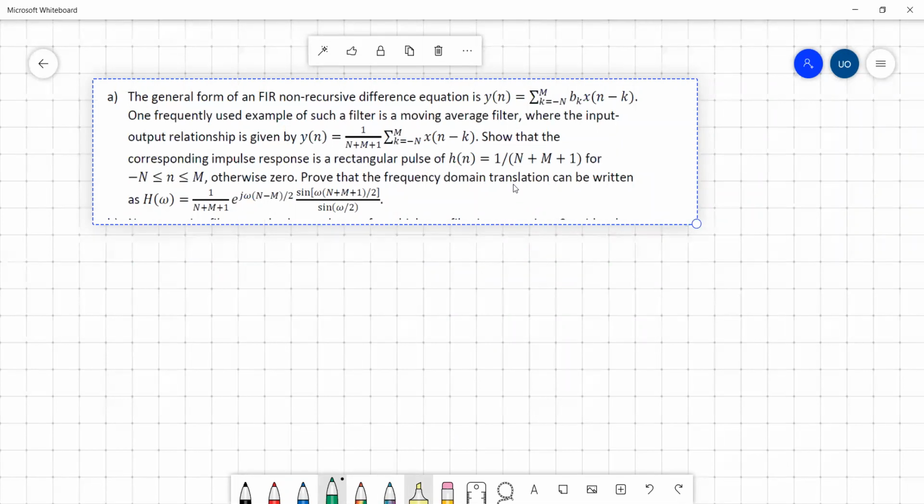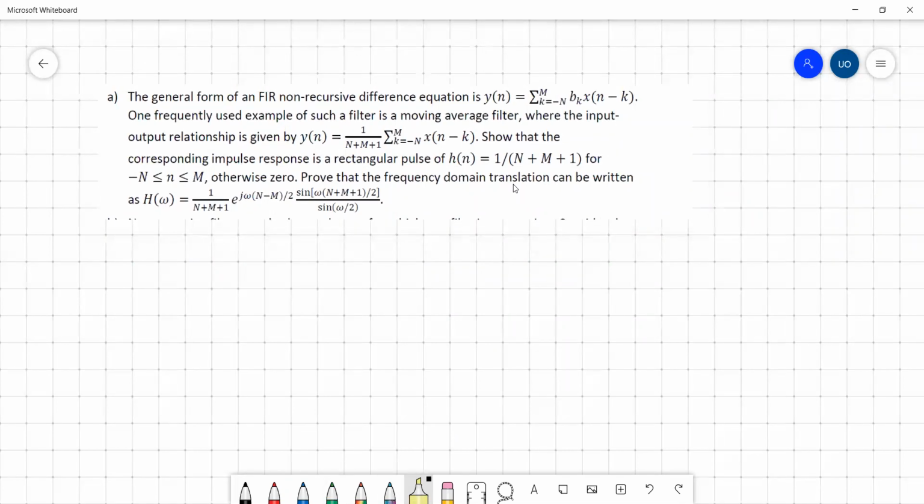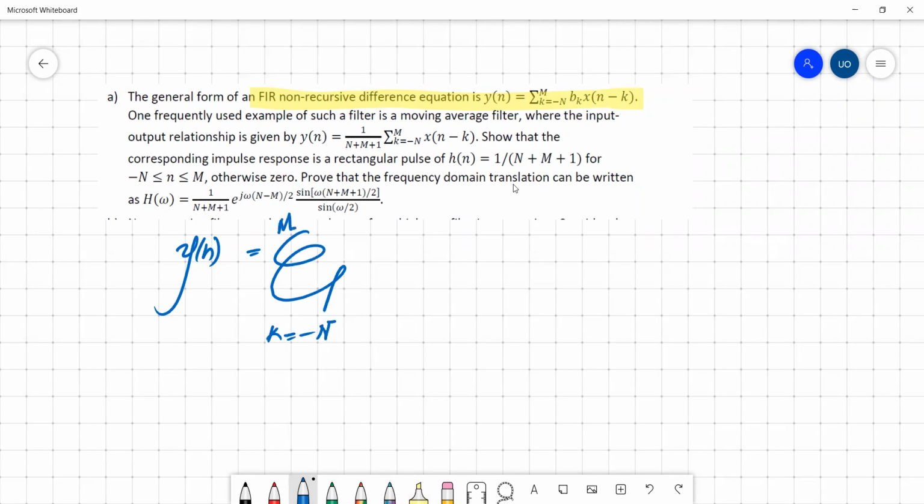So now you have an idea what the IIR is, and what about the non-recursive difference equation. Here yn, which is our output, is simply represented as the sum over k from minus n to plus m of bk x n minus k. For this particular case, your output simply depends on the values of x.